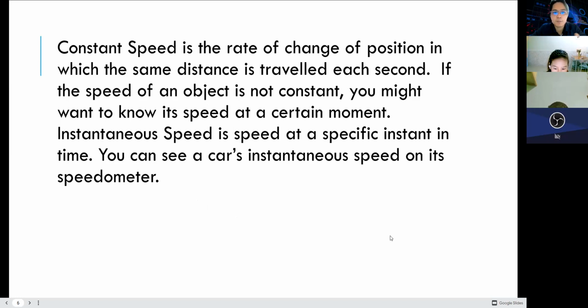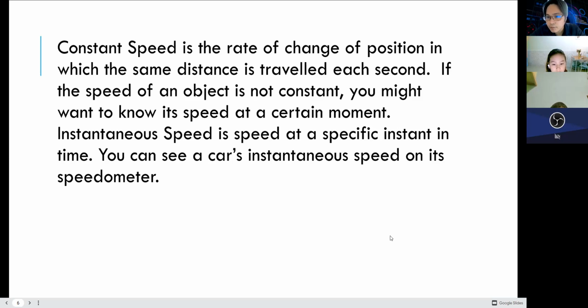If the speed of an object is not constant, you might want to know its speed in a certain moment. Instantaneous speed, on the other hand, is the speed at a specific instant in time. You can see the car's instantaneous speed on its speedometer. So the one that you are actually observing in the speedometer is the instantaneous speed. Are you familiar with the speedometer?